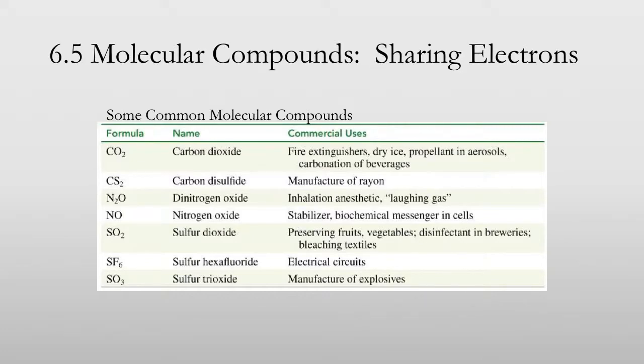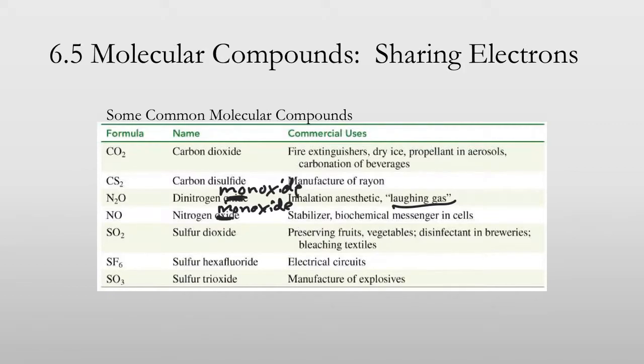N2O would be dinitrogen monoxide, actually. And this is an inhalation anesthetic. It was actually the first anesthetic compound used, and we also call it laughing gas because it makes you giggly. NO is nitric oxide is the common name, or nitrogen monoxide. It's a stabilizer. It's a biochemical messenger in cells.